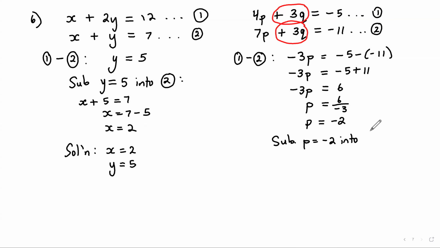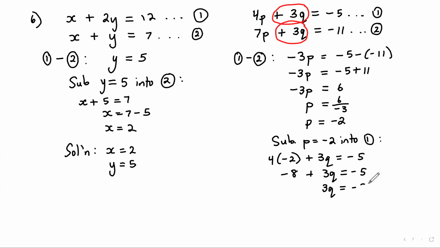So now I substitute p is negative 2 into the equation, let's say equation 1, right? So that would be 4 times negative 2 plus 3q is equal to negative 5. So 4 times negative 2 is negative 8. So you keep 3q on the side. 3q would be negative 5 plus 8. So then 3q would be equal to negative 5 plus 8, which is positive 3. So therefore q is equal to 3 divided by 3, which makes q equal 1.